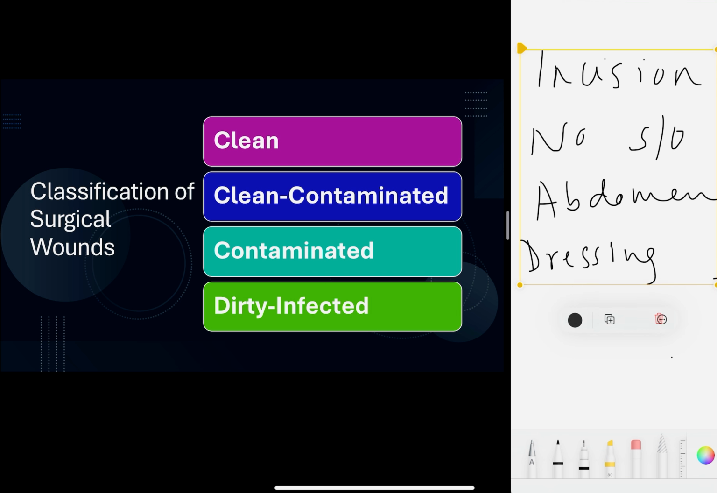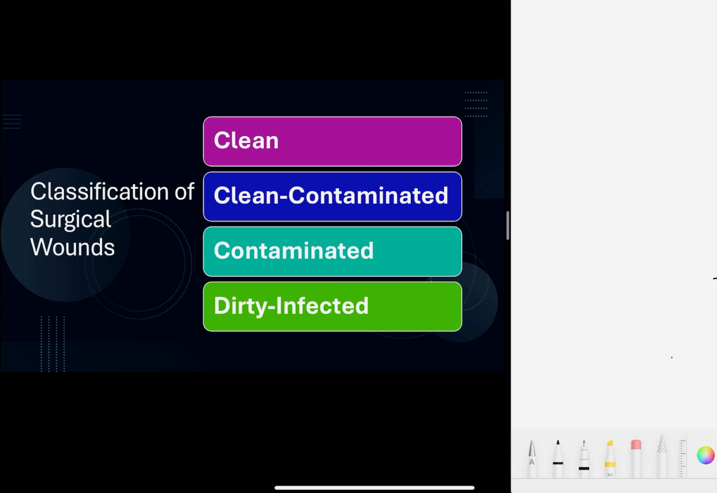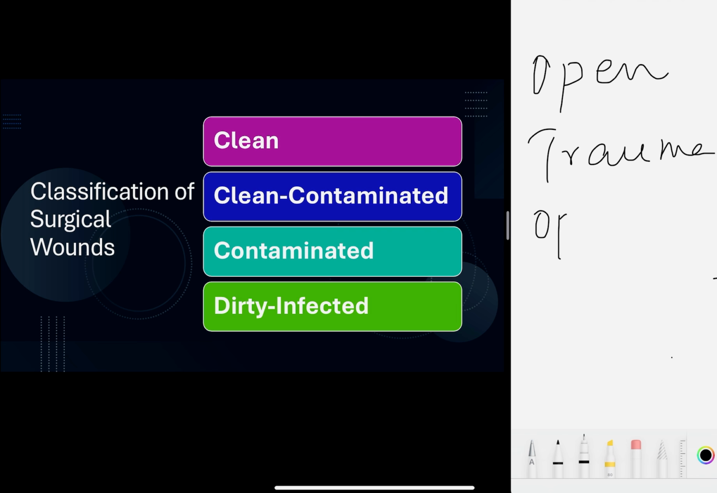Now coming to class 3 contaminated. They are actually open, fresh, accidental wounds or trauma wounds. In addition, there can be major breaks in the sterile technique. For example, an open cardiac massage. The surgeon may do an open cardiac massage, or there can be gross spillage from the gastrointestinal tract, and incisions in which acute non-purulent inflammations are encountered are included in this category.